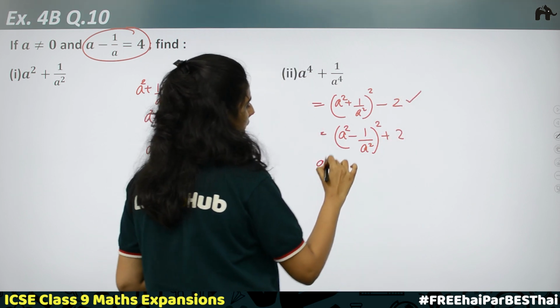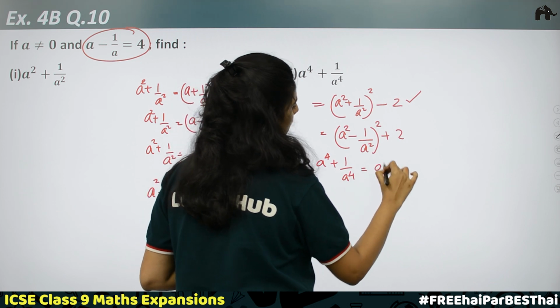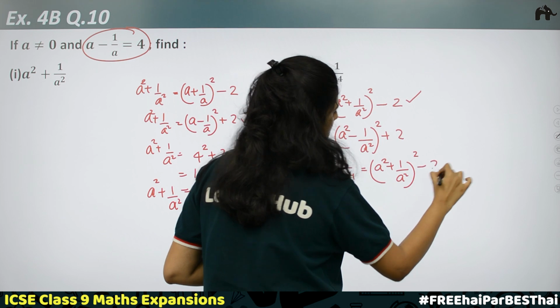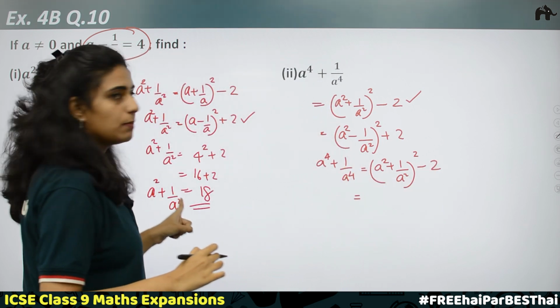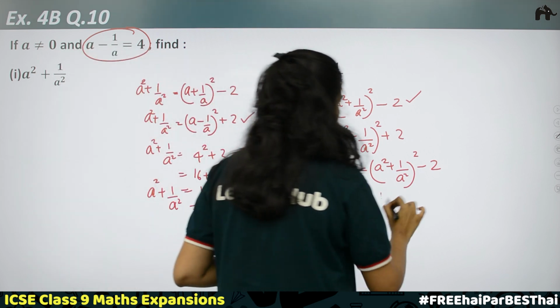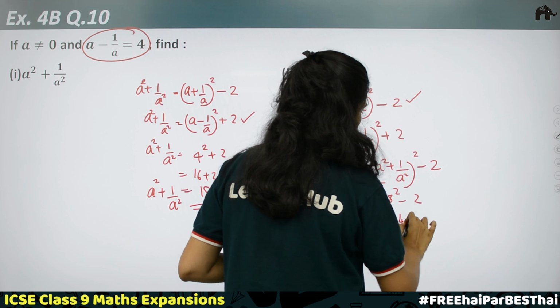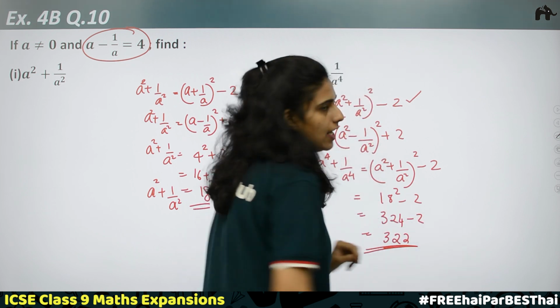Okay. Therefore, a raised to 4 plus 1 by a raised to 4 is equal to a square plus 1 by a square whole square minus 2, which is equal to, here we got the value a square plus 1 by a square is equal to 18. 18 square minus 2, 18 square is 324 minus 2, which is equal to 322. So, 322 is your answer.